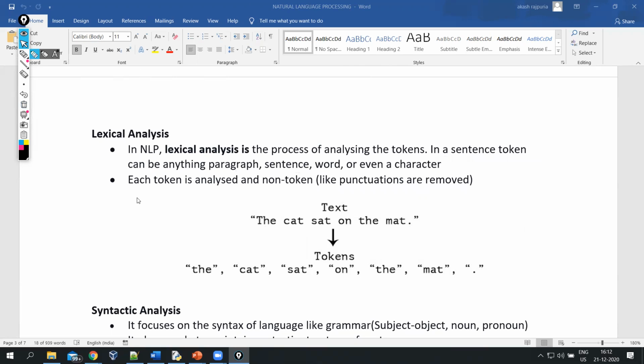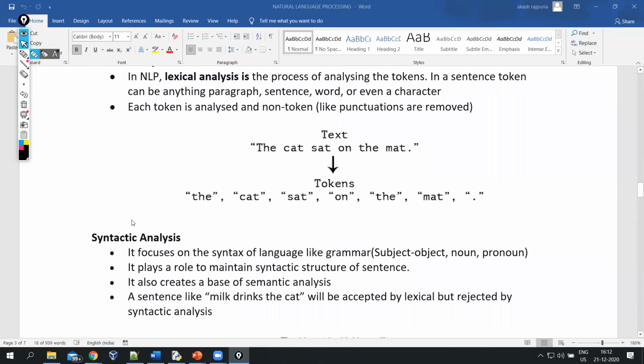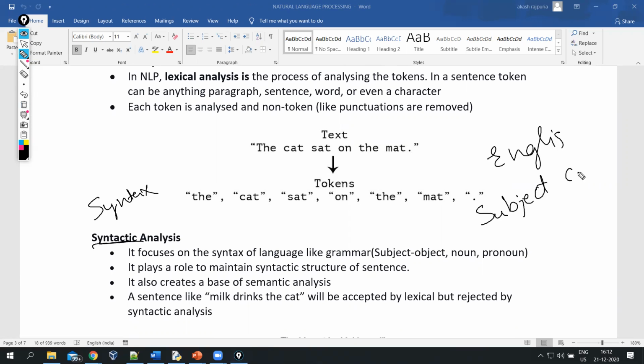In the same way, syntactic is the next part of it. Now in syntactic, as the name suggests, it focuses on the syntax part. While writing English, you need to focus on the syntax, like a subject would be there, and then there would be an object. In this way there are some rules. Then there are rules like a noun should be used, a pronoun, and all other things. These are the rules that are called syntax. So basically syntactic analysis focuses on the syntax of the sentence.